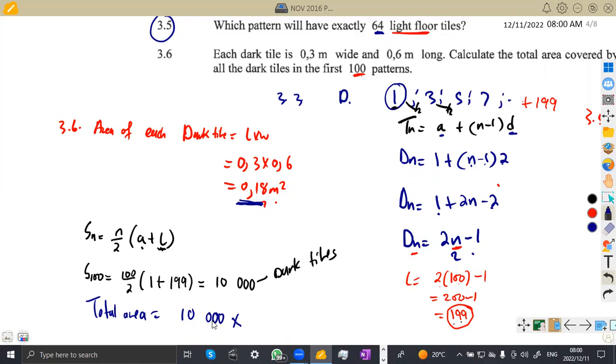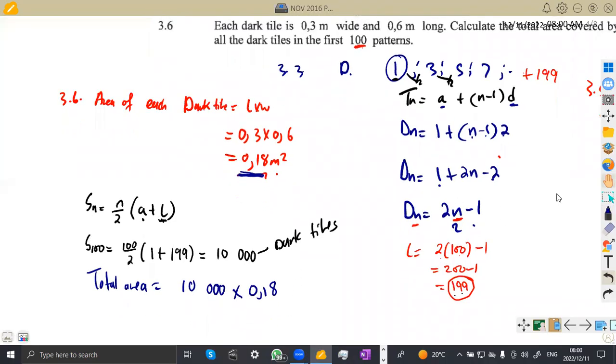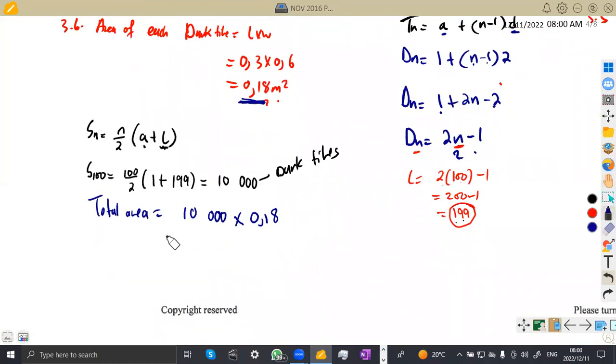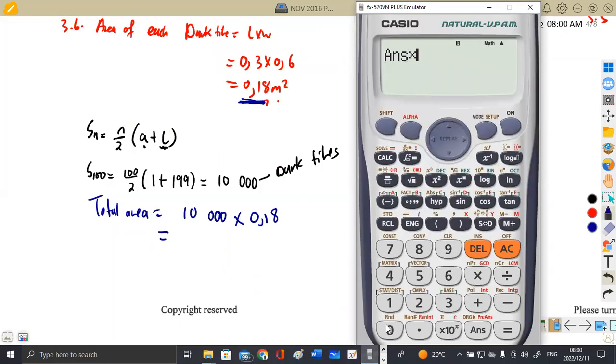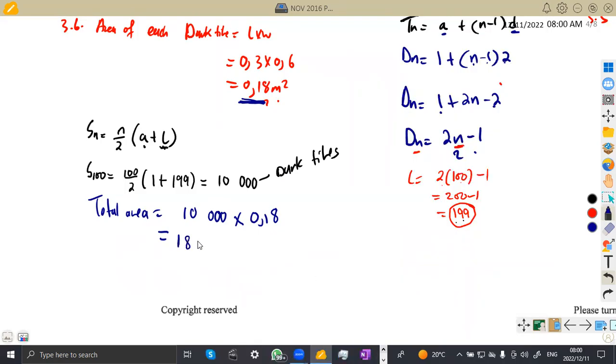So the number of ductiles now times the area of each ductile gives us the total area for the 10,000 ductiles that we had. So it's 10,000 times 0.18. On this answer, just multiply by 0.18, which is 1,800. So we are going to have 1,800 square meters. Take note, this is the total area.